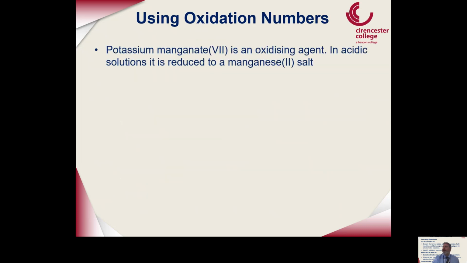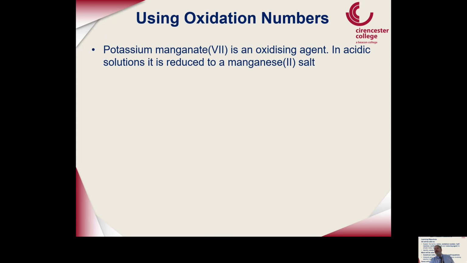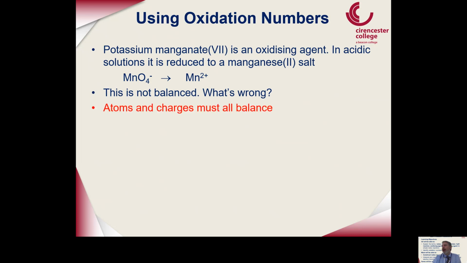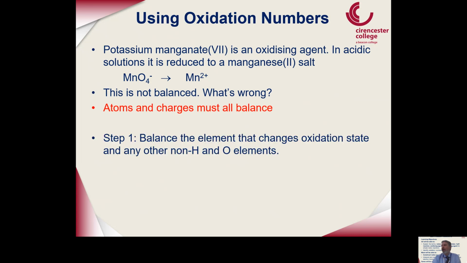So now we can use oxidation numbers. Potassium manganate(VII) is an oxidizing agent. In acidic solution, it's reduced to a manganese(II) salt. So here we've got MnO4- and Mn2+. It's not balanced. There's not enough oxygens for a start, and the atoms and the charges aren't balanced. We've got -1 on the left-hand side but +2 on the right-hand side. That can't work. So here is the process of balancing it using oxidation numbers.